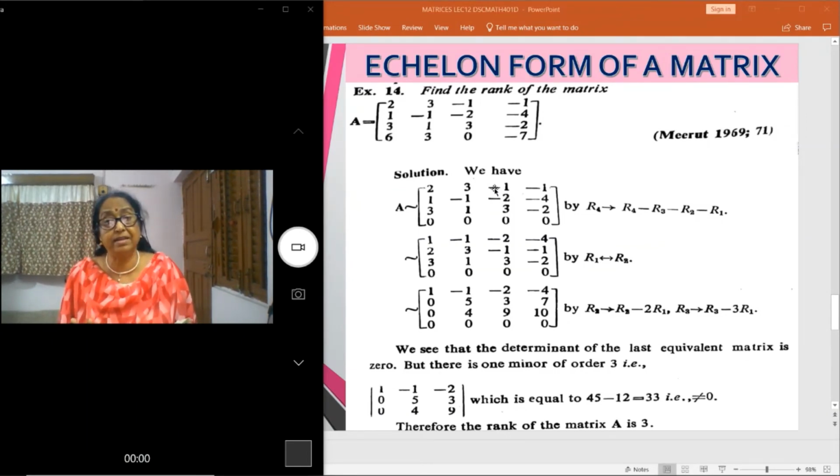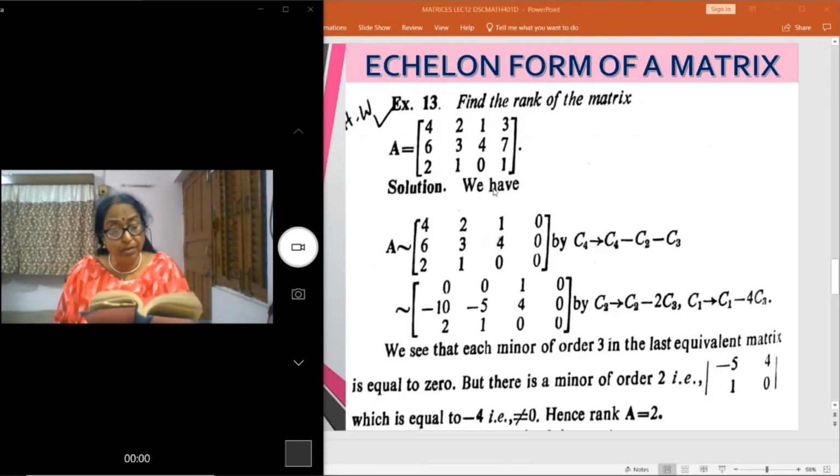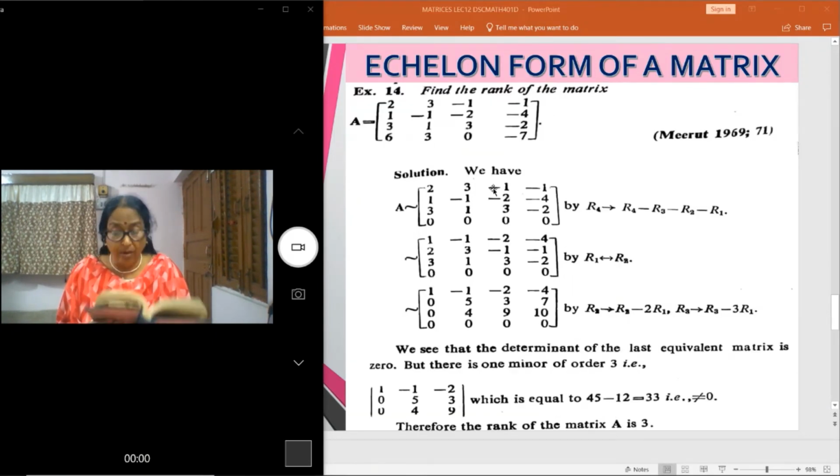Here, see in this example, the determinant of each 3 cross 3 matrix should be equal to 0. Then only can we switch to the 2 cross 2 matrix. And for the 2 cross 2 matrix, we find that the determinant is not equal to 0. Hence, the rank of this matrix is 2. Here also we have given some homework. Please do this homework at home.